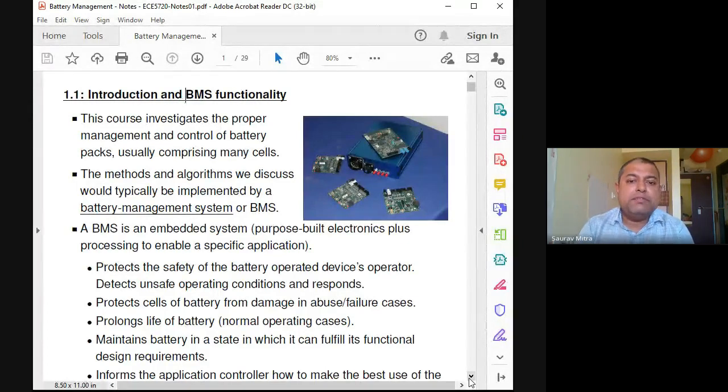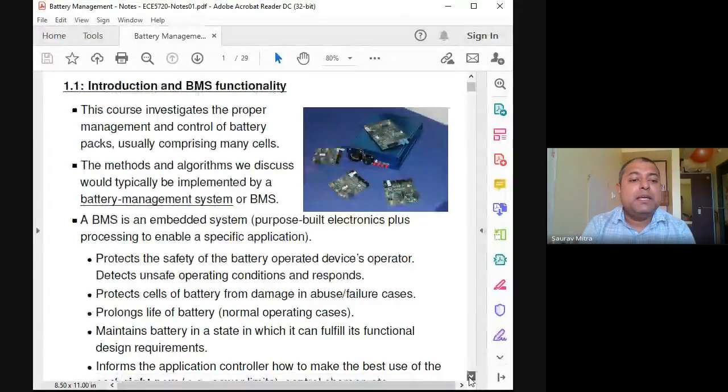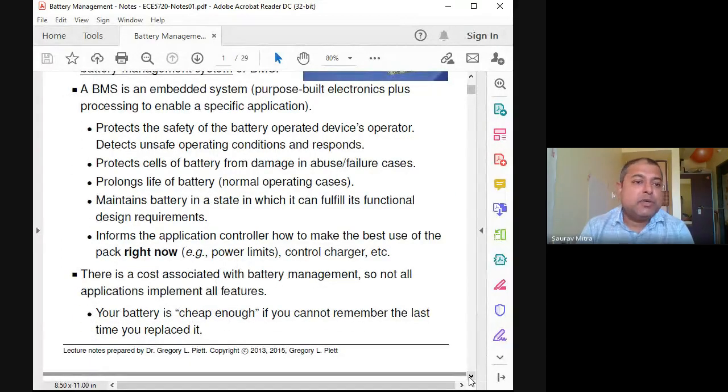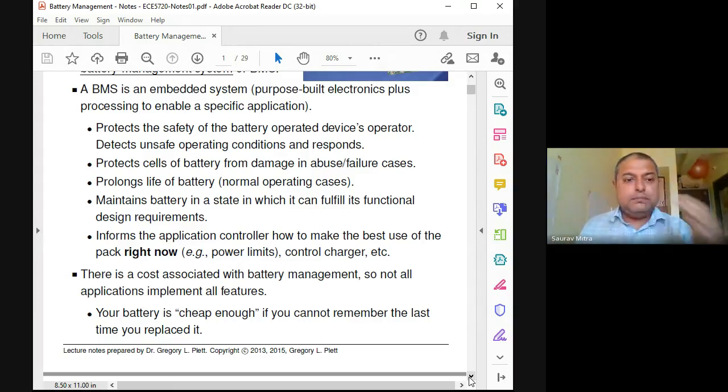The methods, so you can find here, there's a battery management system and all the cards and hardware. The methods and algorithms discussed here would typically be implemented by a BMS. So the BMS is an embedded system: purpose-built electronics plus processing to enable a specific application. This is the definition of BMS. It's nothing but a battery performance tracking system.